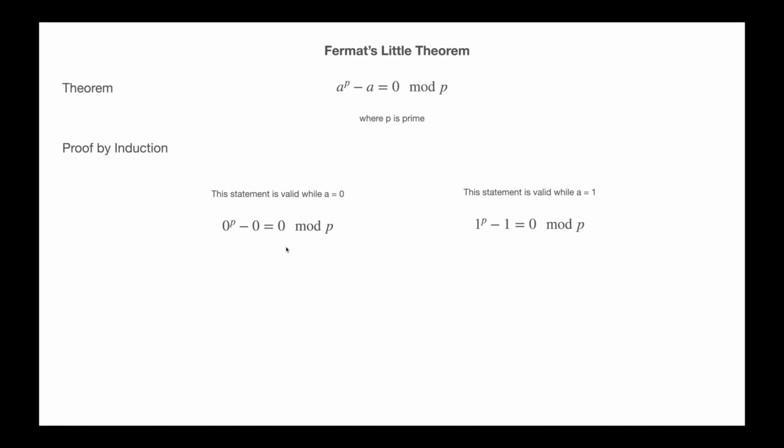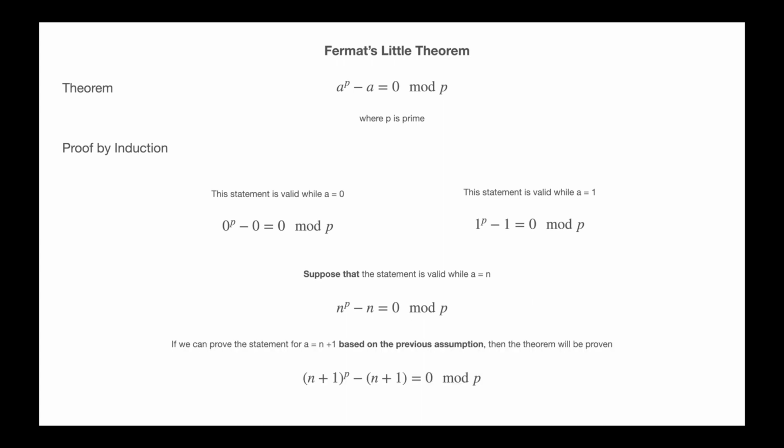Once we know these statements are true while a is equal to 0 and 1, then we are going to skip the a value to n. Currently, we don't know that this statement is true, but we are going to suppose that it is true, and n to the power of p minus n is identical to 0 for mod p.